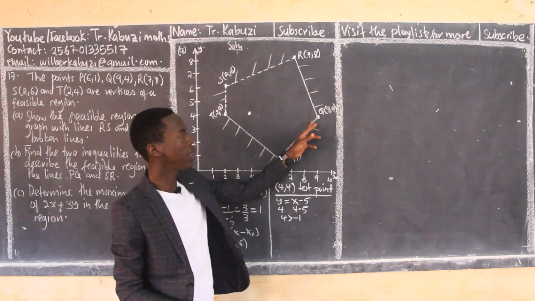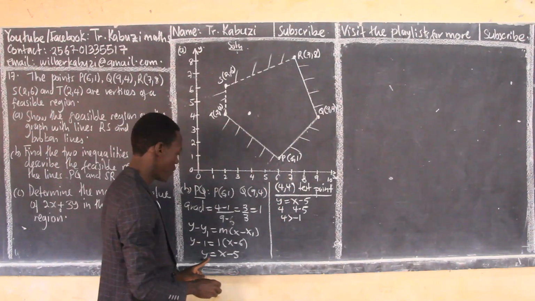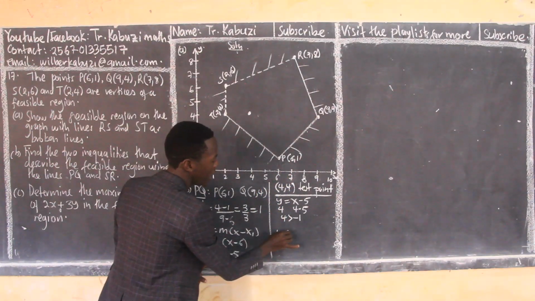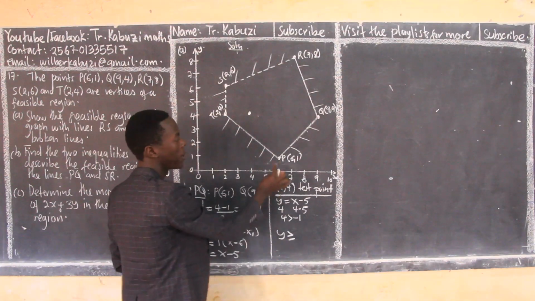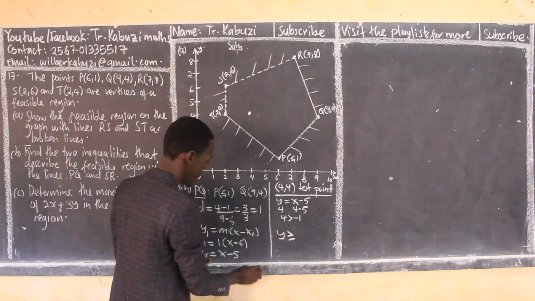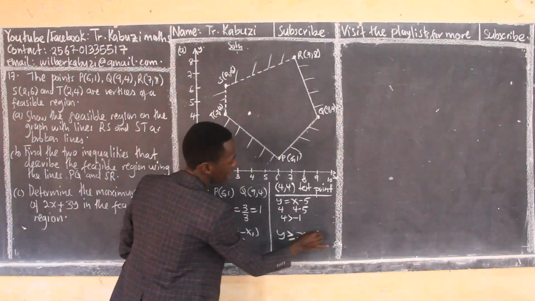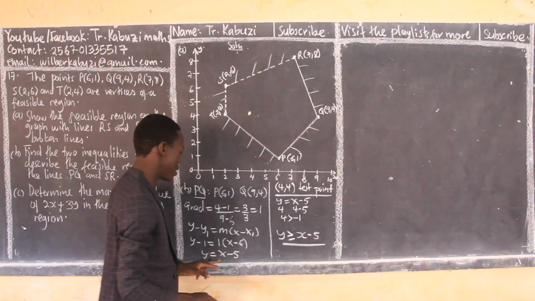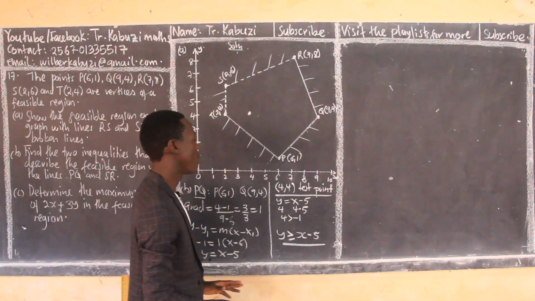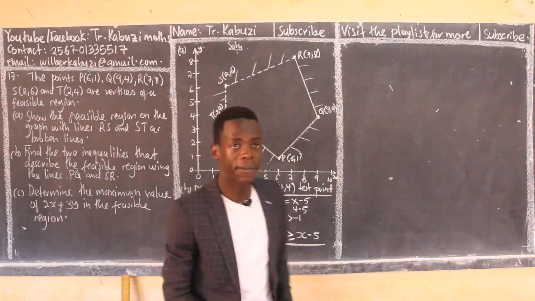But because this PQ was solid, it means that from this line I will get y greater than or equal to x minus 5. So from this boundary line, we can now get our inequality like that.